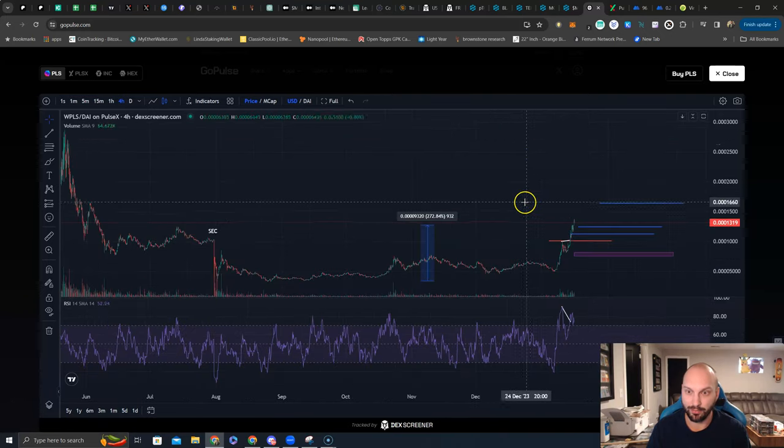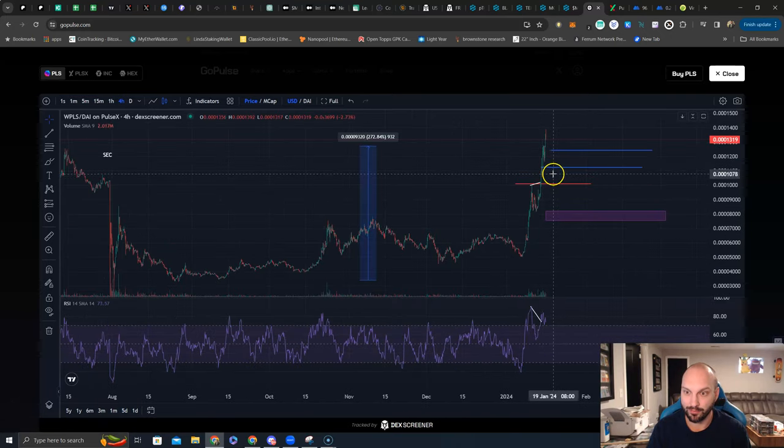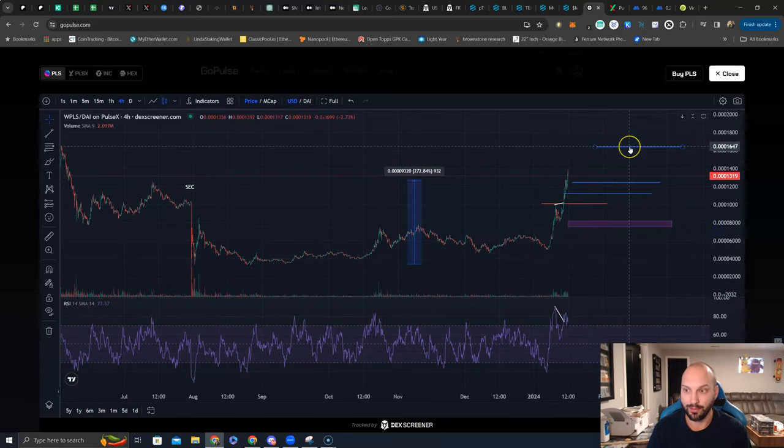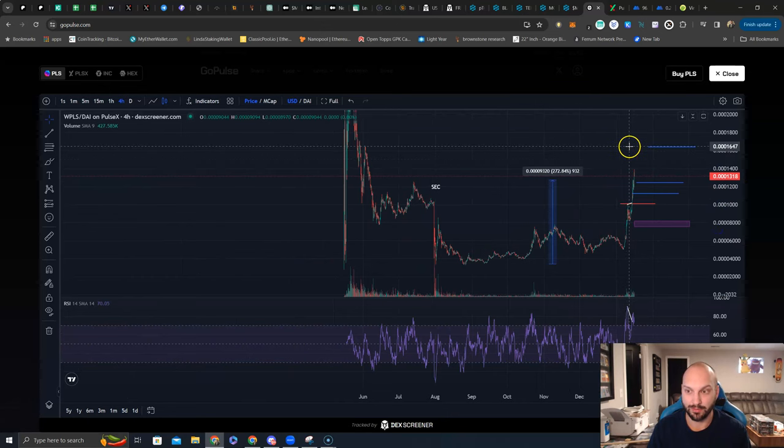Every dip is being eaten up. We're going through these levels. Look, broke out of the level, retest. Broke out of the level, retest. And the next level is all the way up here, 16.47, quite a ways up higher.